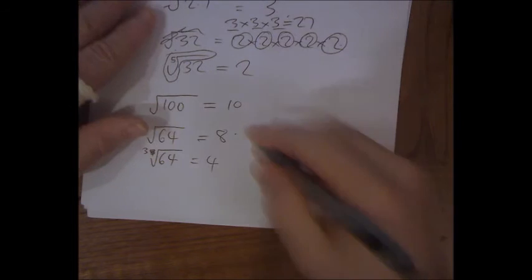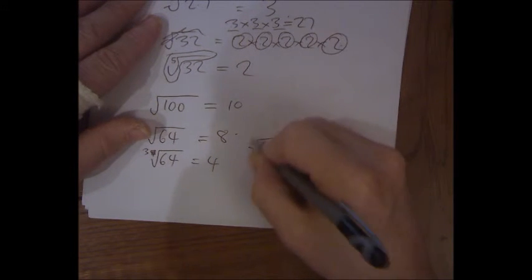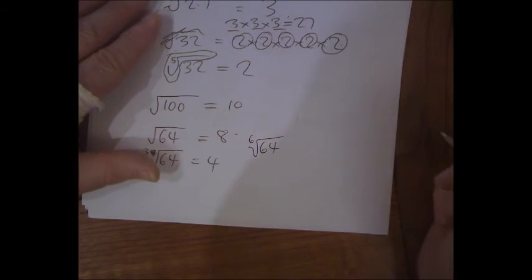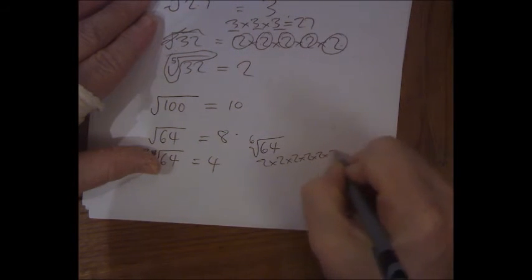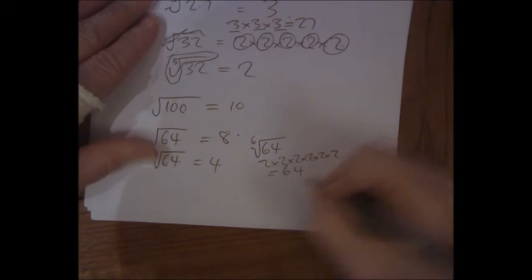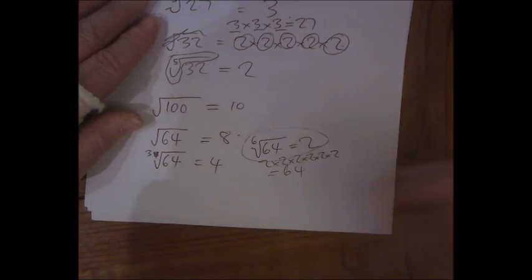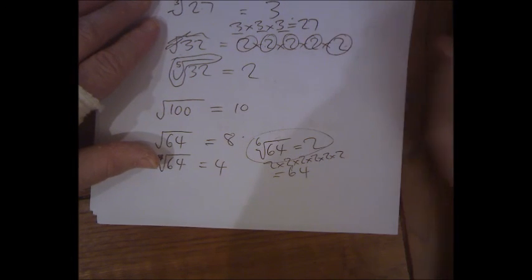What about this? That's now telling me I have to use a number 6 times. I think 2 times 2 times 2 times 2 times 2 times 2 does the job. So therefore, the answer to that is 2. So just think of this symbol as an instruction to come up with a question of your own.